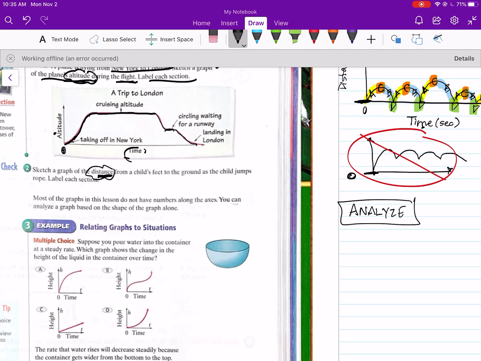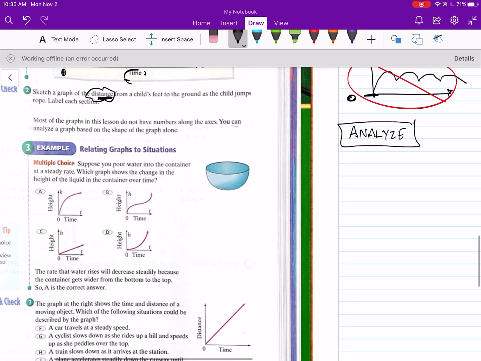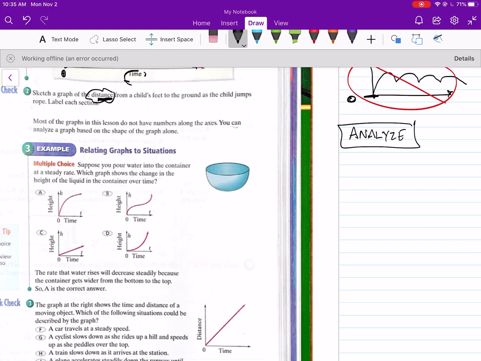A-N-A-L-Y-Z-E, analyze. Okay, so it says relating graphs to situations. Suppose you pour water into this container at a steady rate. Which graph shows the change of the height in the liquid in the container over time? So imagine yourself, you've got a little pitcher here, and I'm not a good artist. So here's my pitcher with my handle, and I have some water going in, okay?